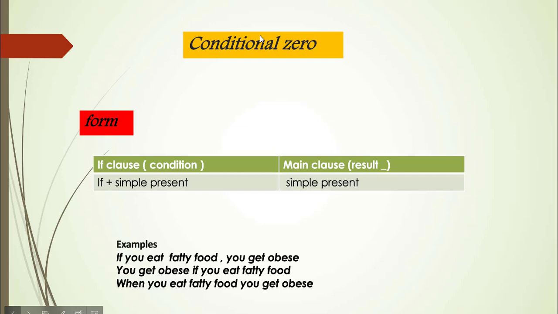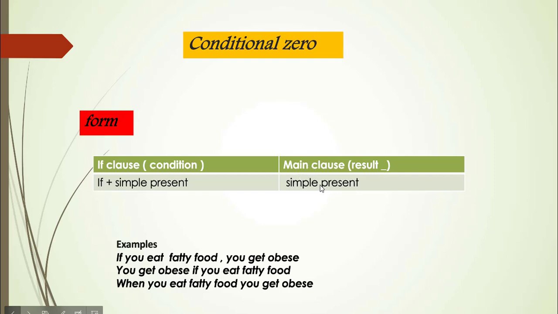For conditional zero, the form is: we have the if clause, which means condition, and the main clause, which is the result. For the if clause, we have if plus simple present, and for the main clause we have simple present. I will repeat again: the form of conditional zero is if clause, which means condition, and main clause, result.